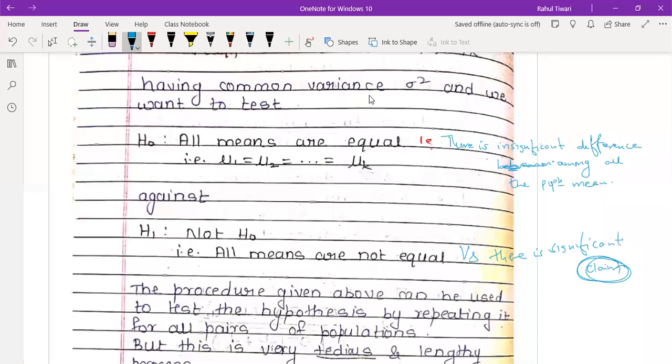Another example: consider two methods of teaching. Let's say one method from Xavier's college, one method from Jhunjhunwala college. You want to compare whether the average values of these two methods are equal or not. Initially you always assume that mu1 is equal to mu2. That means there is an insignificant difference between these two groups. So under H0 we always initially assume that there is no difference at all. There is an insignificant difference between these two populations.